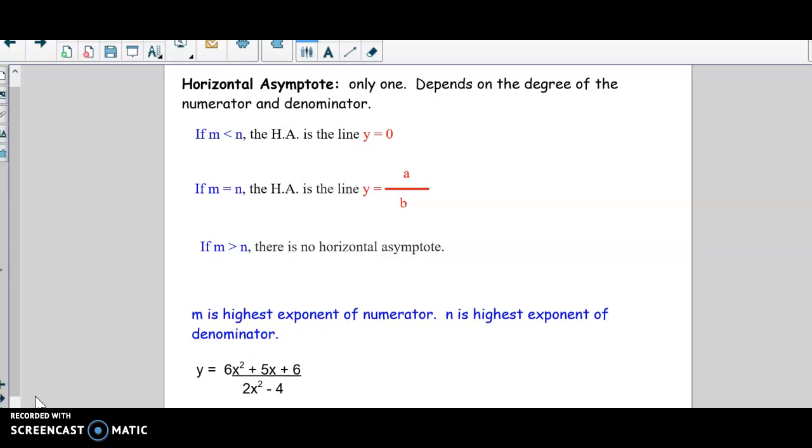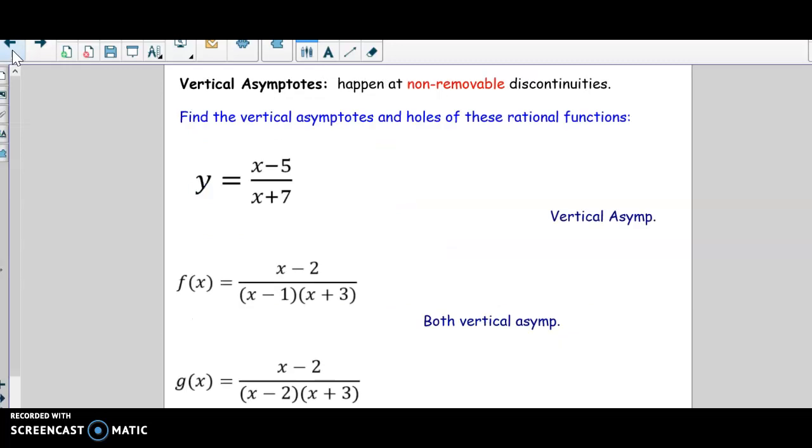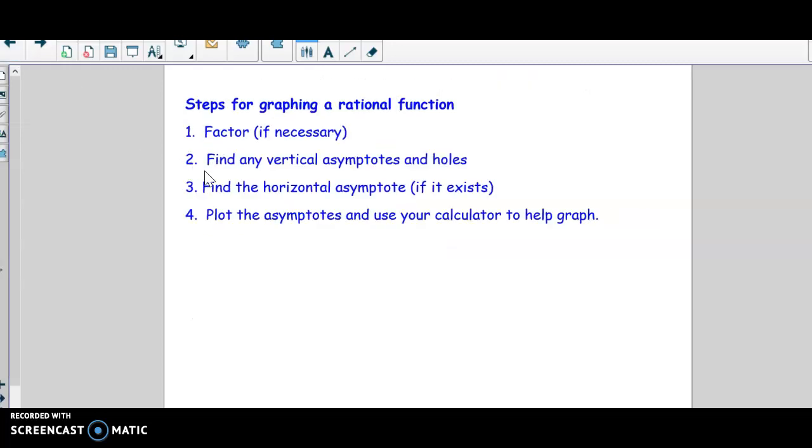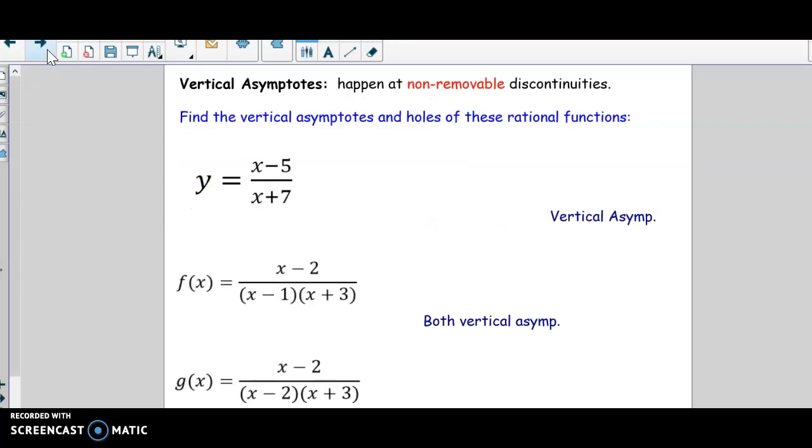Alright, in this video we're going to cover how to find the horizontal asymptote. So in our graphing process, here are all the different steps. We just talked about vertical asymptotes and holes, when the denominator is 0. And now we're going to do horizontal asymptotes, how to find them.